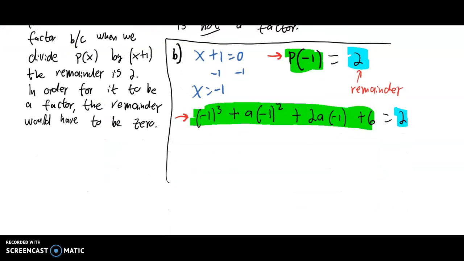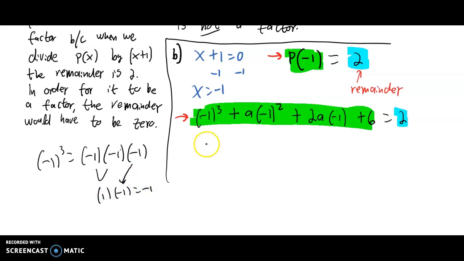Great. Now that it's all set up, all we have to do is crunch our numbers and solve for a. So I'm going to do -1 cubed right here. -1 times -1 is 1, times -1 is -1. So -1 cubed is still -1. So I've got -1 plus -1 squared is +1.